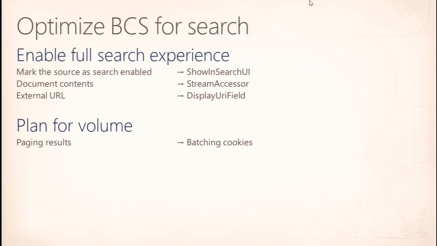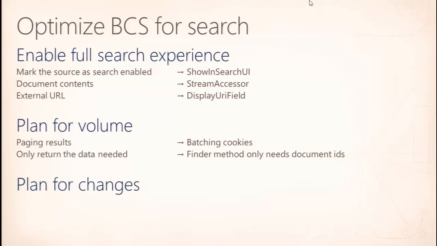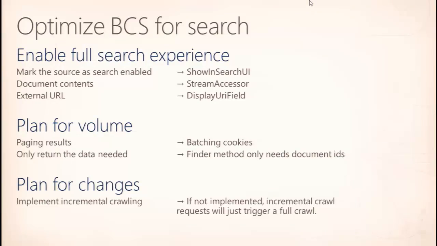The next piece is that the Finder method actually only needs to return the ID of the document. In the default model that you get out of Visual Studio or the SharePoint Designer, it'll be returning all of the data, all of the properties, and that can be a lot of content depending on your source. And then the last thing is really just planning for changes, adding incremental crawling support. Again, it doesn't come out of the box. It's not hard to do. You just need to know to do it.